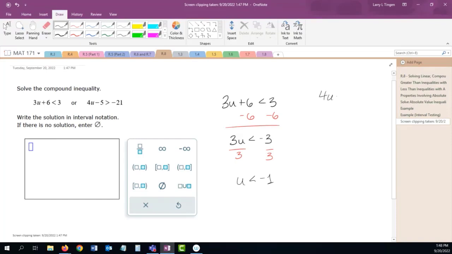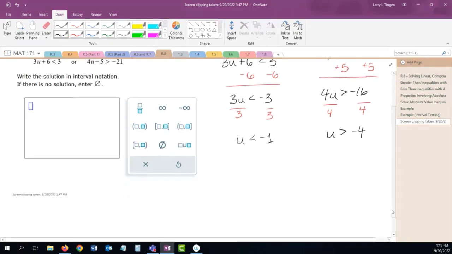My other side says 4u minus 5 is greater than negative 21. Everything with the u is already on the left, so everything without needs to go to the right. Add 5 to both sides, and I'm looking at 4u greater than negative 21 plus 5, which is negative 16. I want u to be totally by itself. Divide both sides by 4, and I find that u is greater than negative 4.